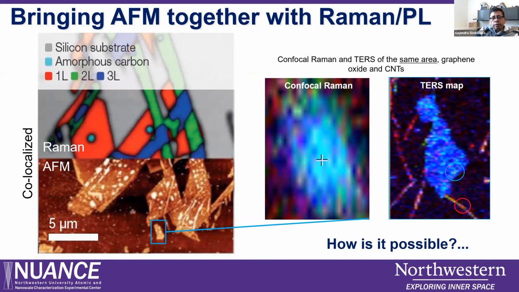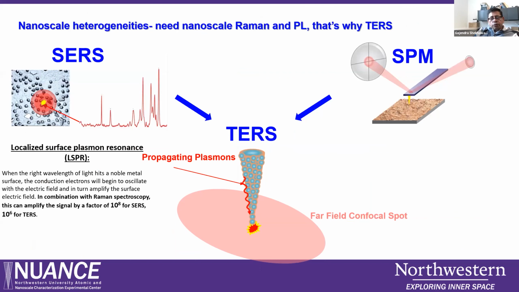So how is it possible? So what should we do? TERS is basically tip-enhanced Raman spectroscopy. It's a combination of SERS and SPM. If you know SERS, surface enhanced Raman spectroscopy, here you can use metallic nanoparticles, especially gold and silver, and put the molecules on them, and when you do the Raman spectroscopy, you can significantly enhance the signal because of excitation of the surface plasmon resonance. You can have a signal amplification by a factor of 10 to the power 8, but still it's a microscopic technique.